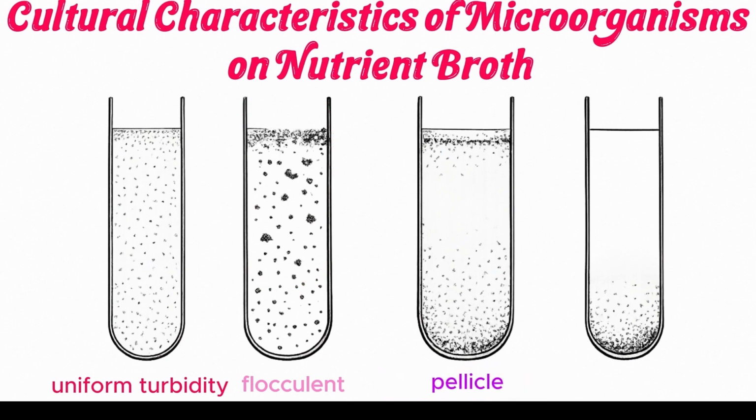Pellicle. Pellicle literally means a thin skin or membrane. A thick bacterial layer develops on the liquid surface. This often occurs in organisms requiring abundant oxygen. Sediment. Sediment refers to material settling at the bottom. Heavy bacterial cells accumulate at the base of the tube. Sediment may appear granular, flaky, or flocculent.